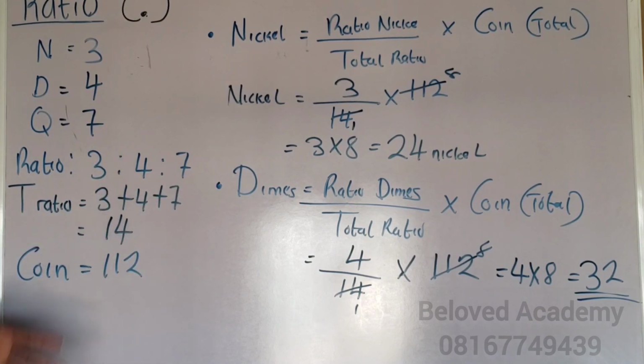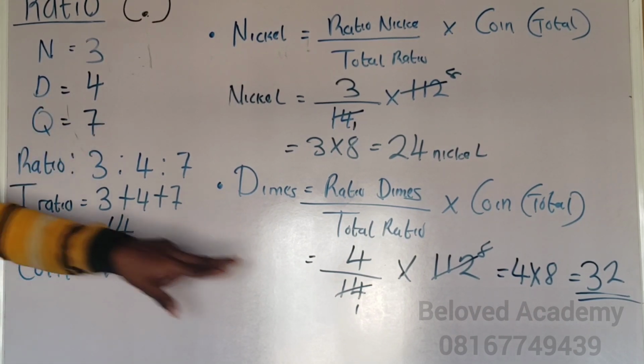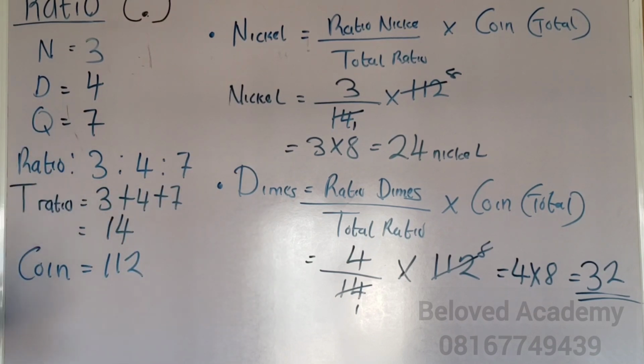So you can do it for quarters. Let me check if you get the answer. All you have to do is change it: the number of quarter coins present in the jar will be 7 over 14 multiplied by 112. You are going to get the total number of quarter coins present in the jar. Now let's use the second approach.